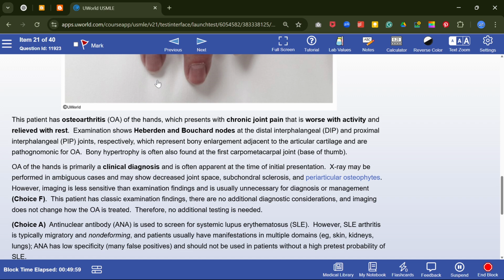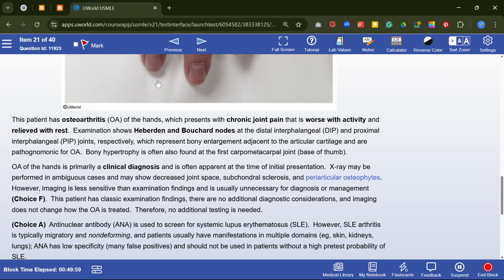which represents bony enlargement adjacent to the articular cartilage and are pathognomonic of osteoarthritis. Bony hypertrophy is often also found at the first carpometacarpal joint, the base of the thumb.